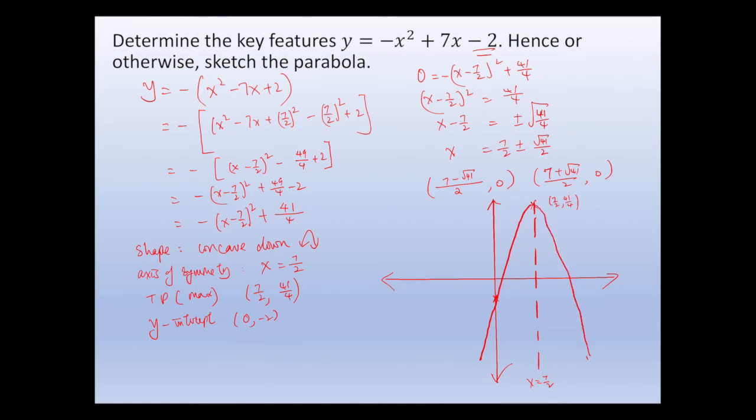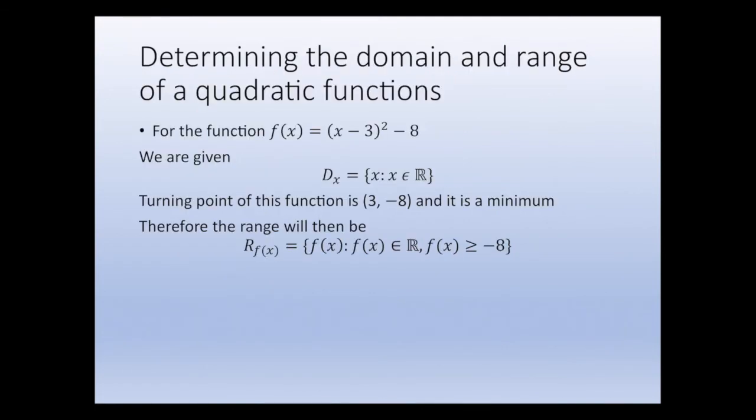Alright, let's sketch it. Then label these two points, and of course the y-intercept as well, (0, -2). This point here is ((7 minus square root of 41)/2, 0), and this point here is ((7 plus square root of 41)/2, 0). And of course label it y equals minus x squared plus 7x minus 2. Alright, so that's what you can do.